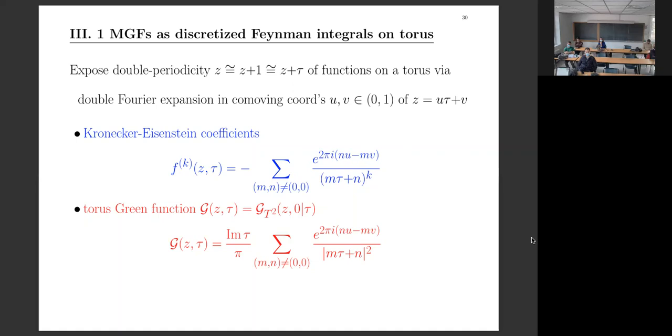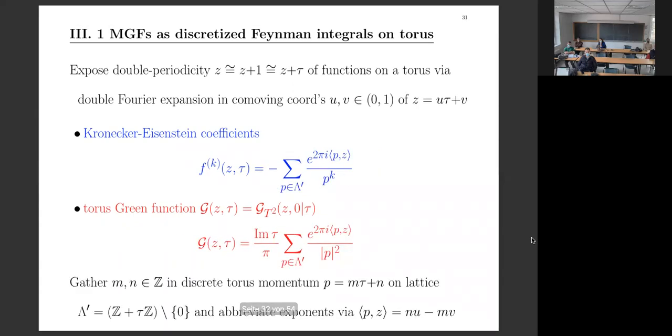Well, of course, without removing the origin the sum would blow up. So you can view it as an infrared regulated version of Feynman integrals on a torus, where, instead of a Feynman integration, we have a discrete sum over the momenta that are compatible with the torus. And in view of this tempting interpretation as Feynman integrals on a torus, I will use the notation p for these m tau plus n.